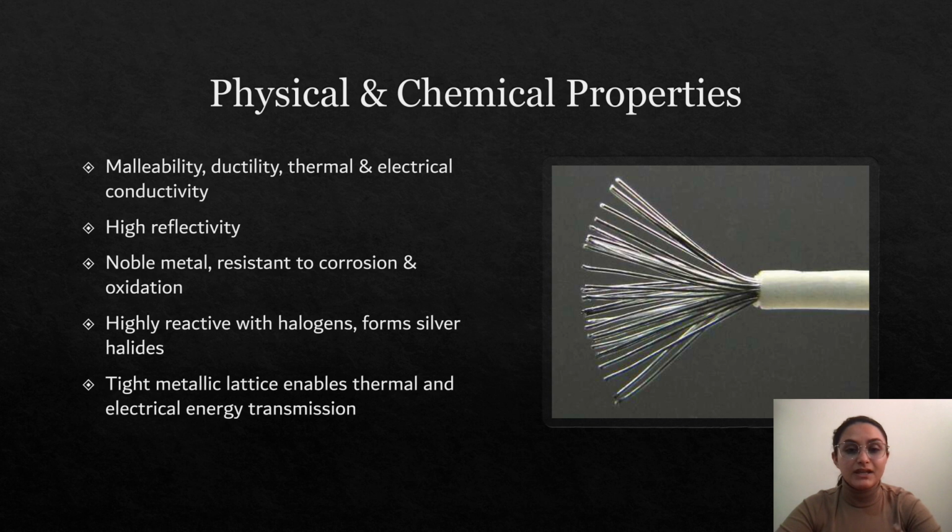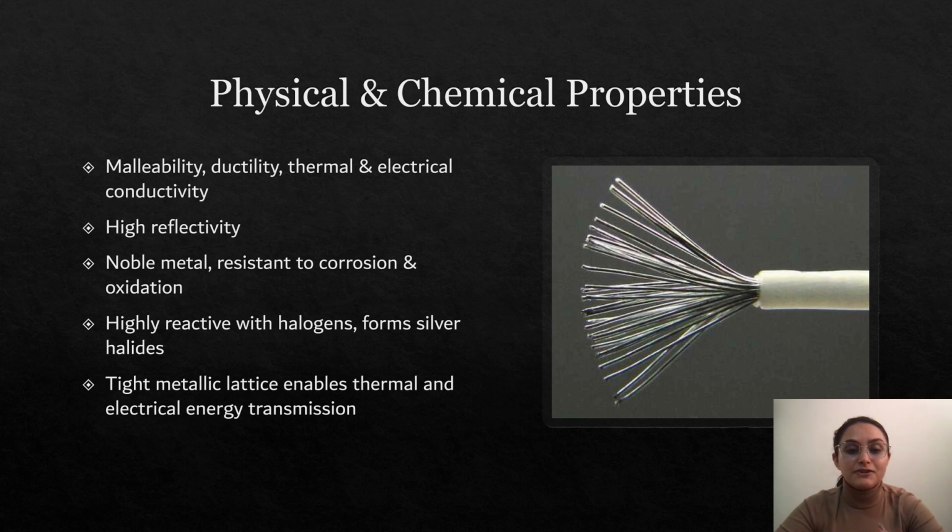Silver possesses unique physical and chemical properties that make it useful in various applications. Its malleability and ductility allow it to be molded into various shapes and drawn into thin wires easily. Silver's high thermal and electrical conductivity make it an excellent conductor of heat and electricity. Its high reflectivity makes it useful in mirrors and reflective coatings. As a noble metal, silver is resistant to corrosion and oxidation in air or water, but it can react with sulfur compounds in the air to form silver sulfide.